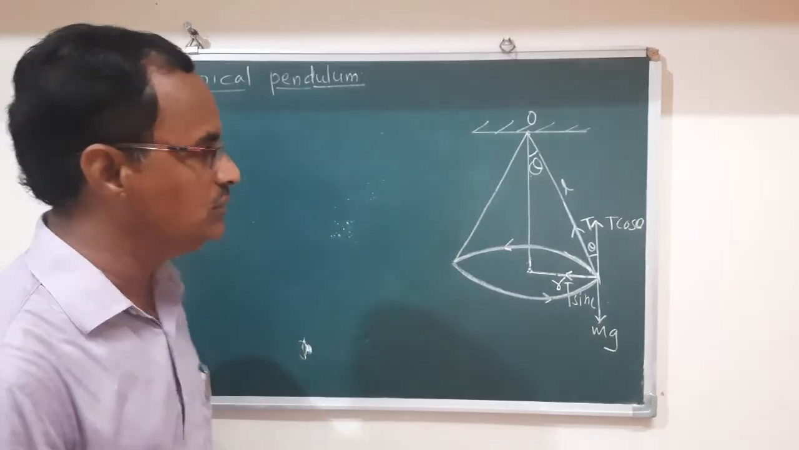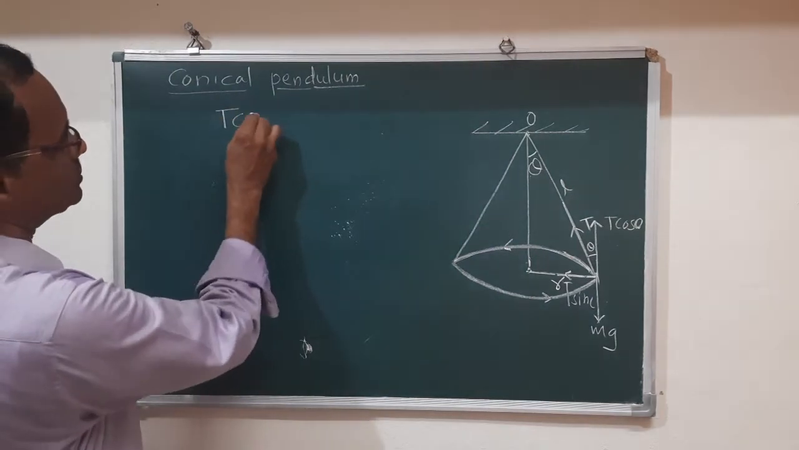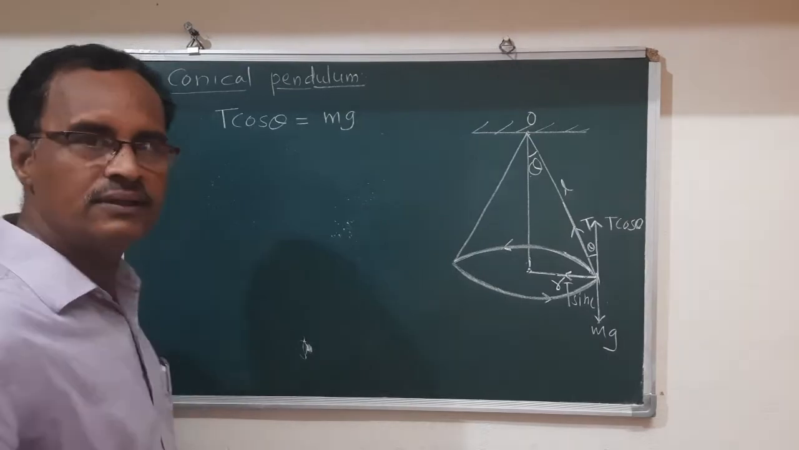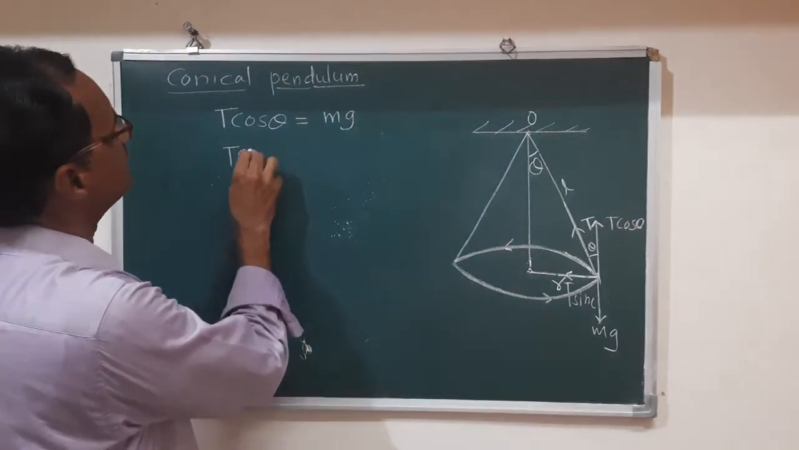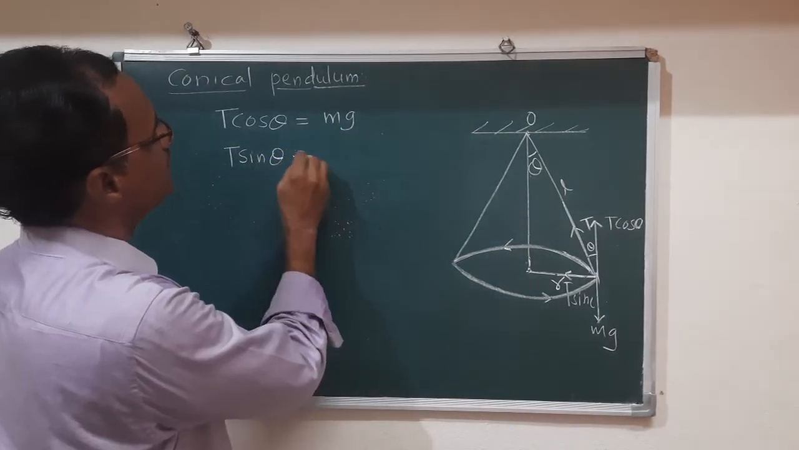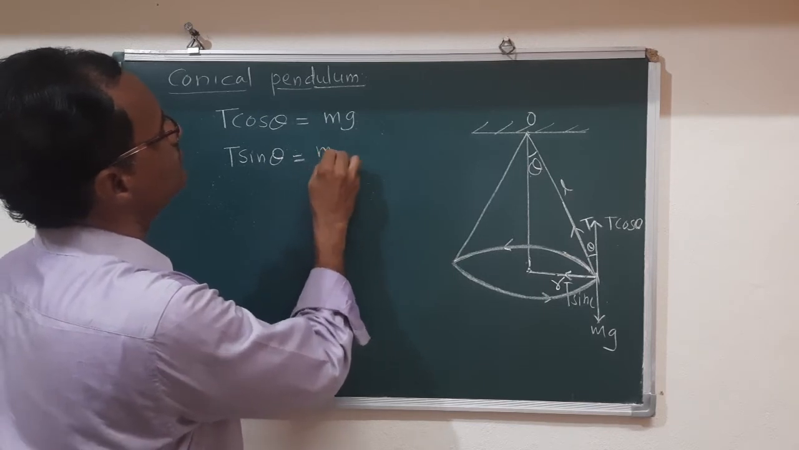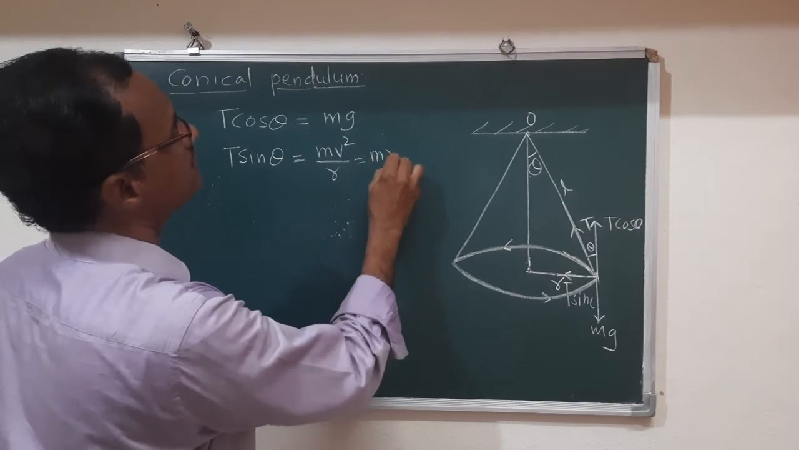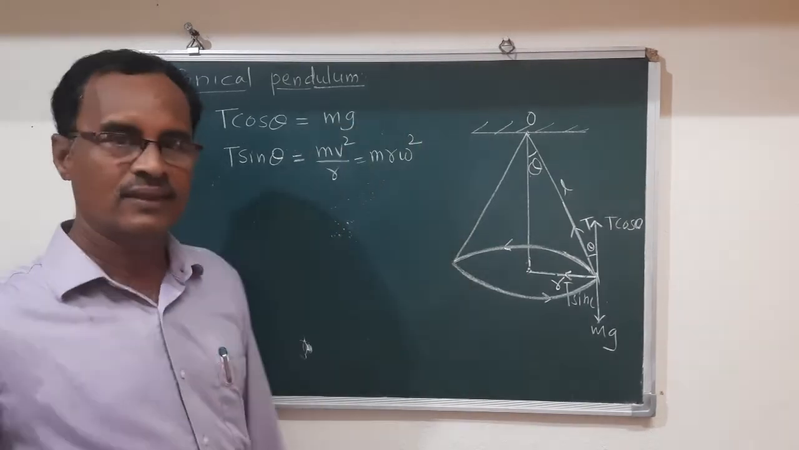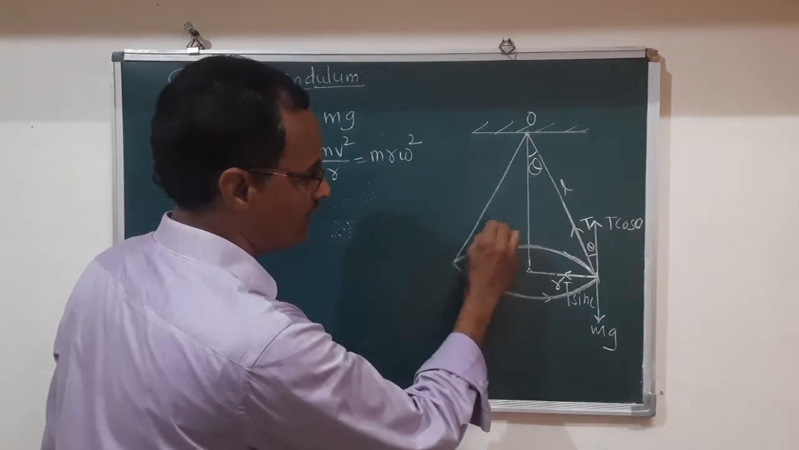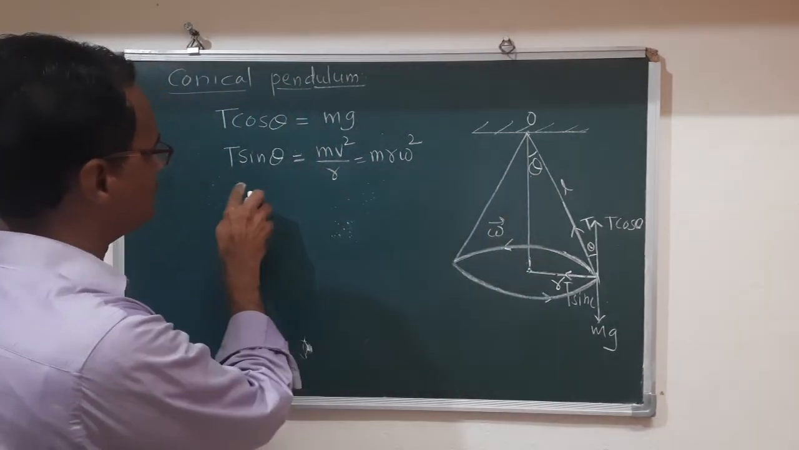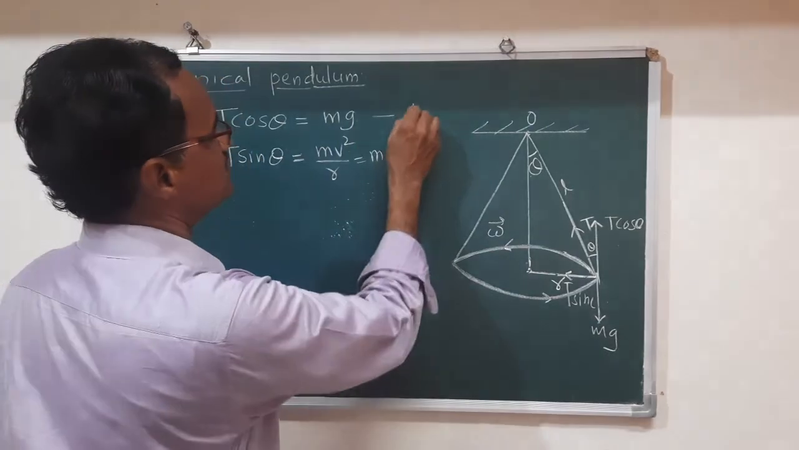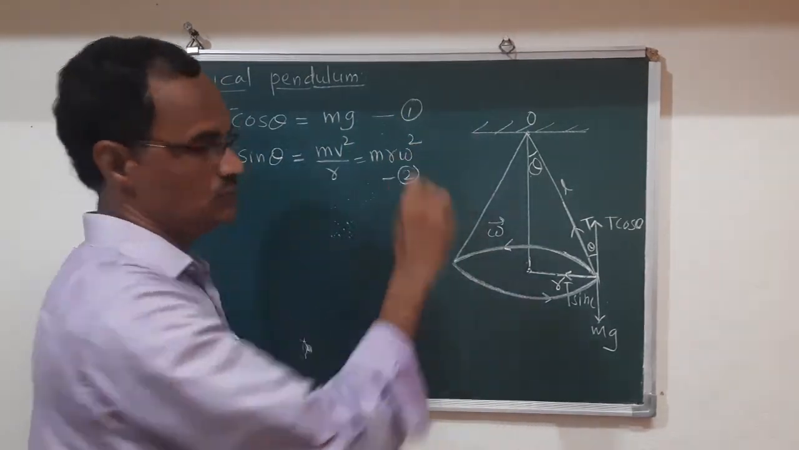Hence, we can write the two equations now. T cos theta balances the weight of the bob, mg, and T sin theta provides the centripetal force, that is mv square by r, or it can be written as m r omega square. We have to consider the angular velocity omega here. Therefore, we can write this equation as mv square by r is equal to m r omega square. Now, this is equation number 1 and this is equation number 2.